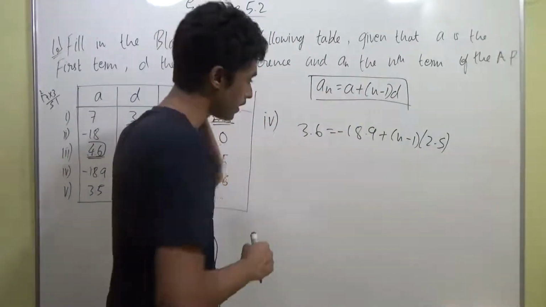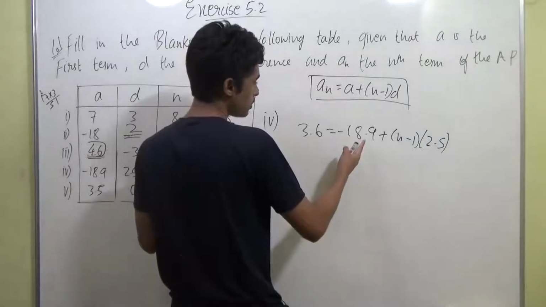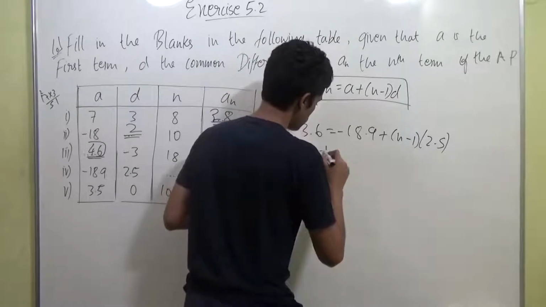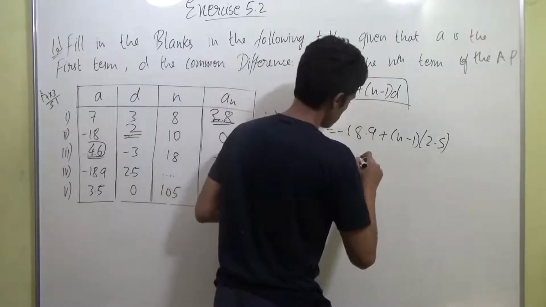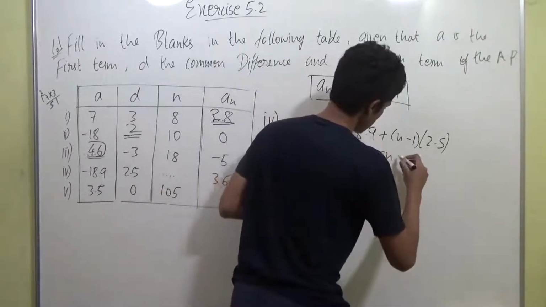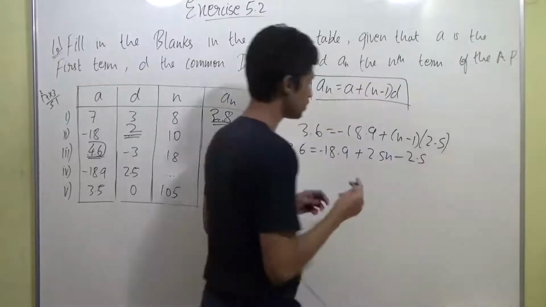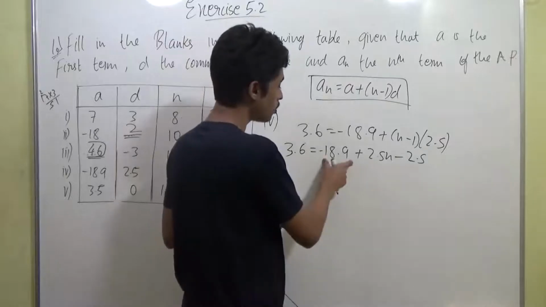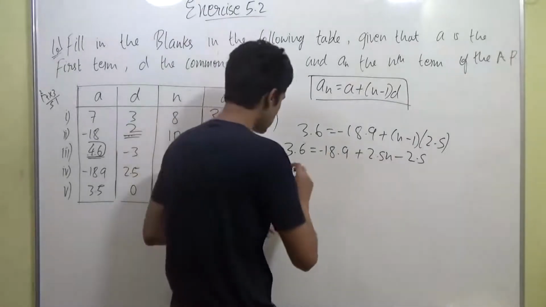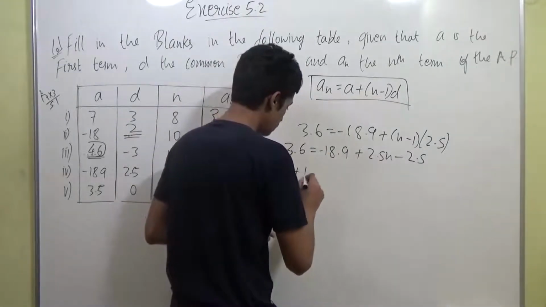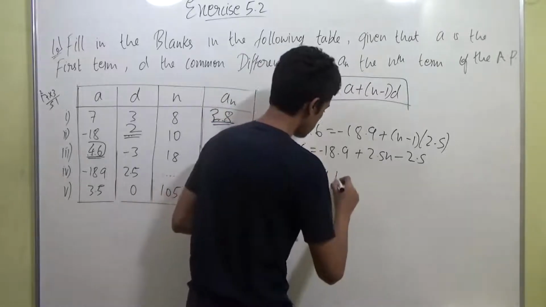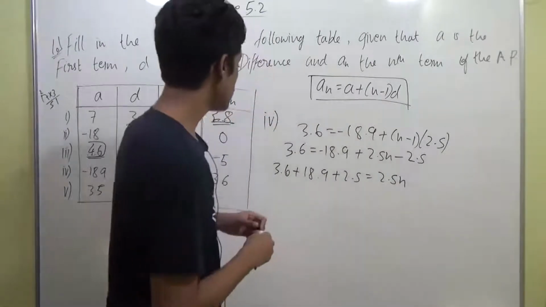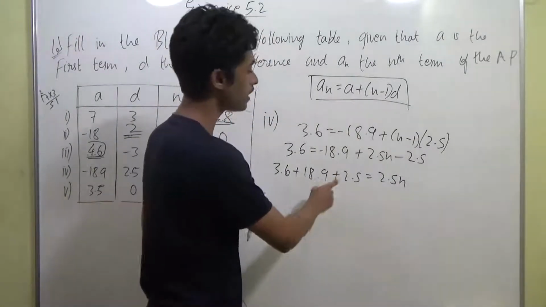Now we have to find the value of n. So first let me expand it. 3.6 equal to minus 18.9 plus 2.5n minus 2.5. Done guys. Now I'll bring that minus 2.5 to LHS, and also this minus 18.9 to LHS, that time it will become 3.6 plus 18.9 plus 2.5 equal to 2.5n. Getting it guys? Now if you add up all these, you will get 25.